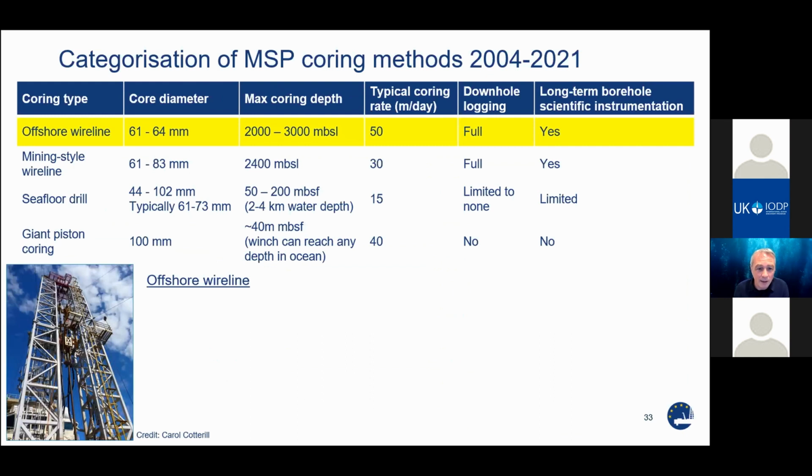Taking offshore wireline first, so the core diameter is typically between 61 and 64 millimeters. The maximum coring depth for this method on MSPs is generally between 2 and 3 kilometers. And the coring rate is hard to estimate for MSPs, but I would suggest using 50 meters per day as a reasonable starting point.